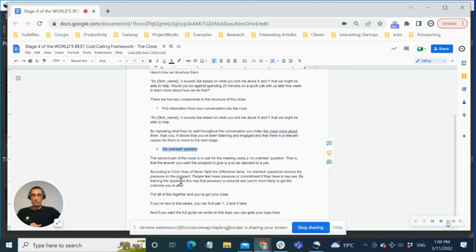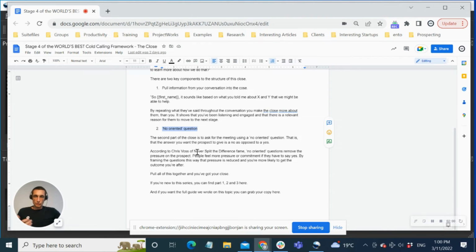The reason that we frame it this way is that, according to Chris Voss of Never Split the Difference fame, no-oriented questions remove the pressure from a prospect. Prospects feel pressured if you ask them to respond yes, or in an affirmative way. They feel like that leads to a trap. Prospects are much more likely to respond in the way that you want them to if that response is a no. It feels like there's less commitment, less pressure, psychologically. So wherever possible, you want to frame your questions in a way that leads to them saying no being the outcome that you're after.